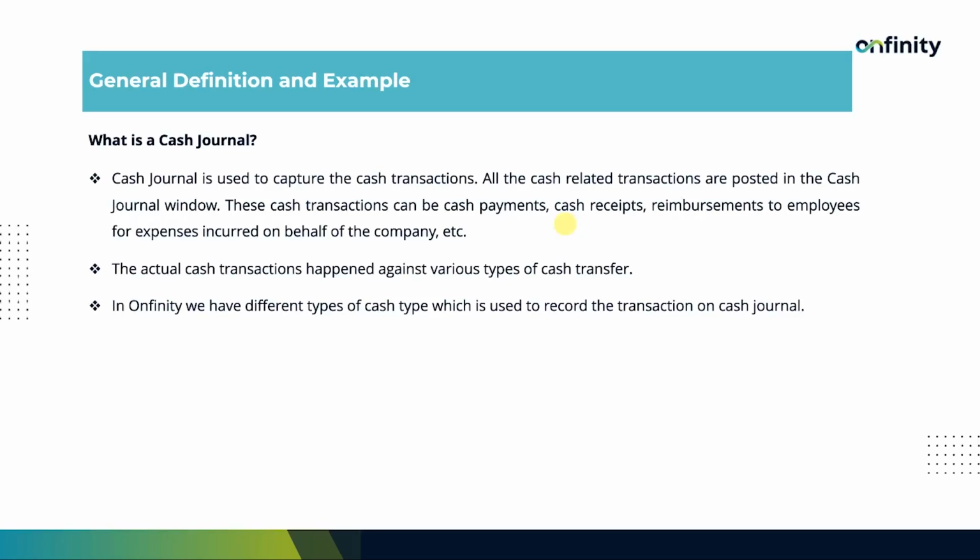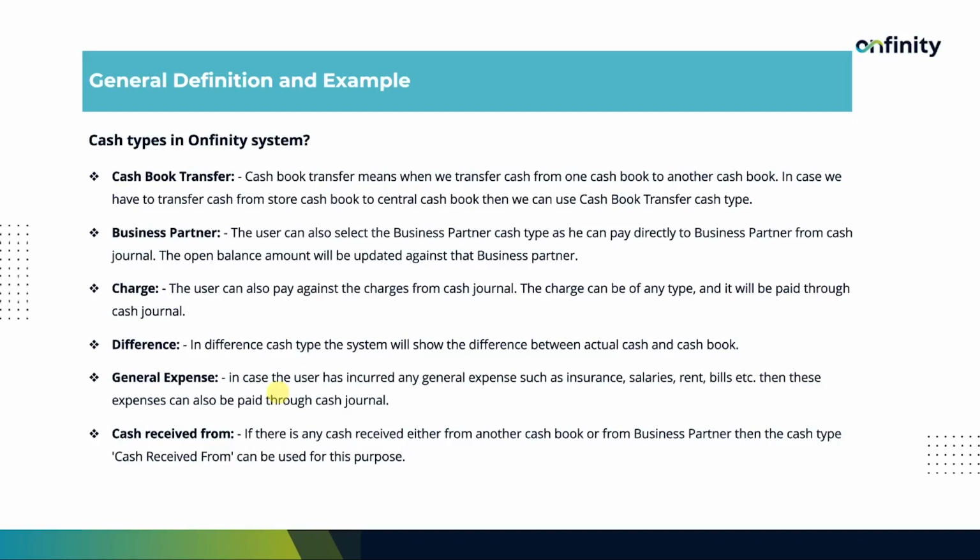In Onfinity, we have different cash types, which are used to record the transaction on the cash journal. Let's cover the cash types in the Onfinity system. Cash book transfer means when we transfer cash from one cash book to another cash book.